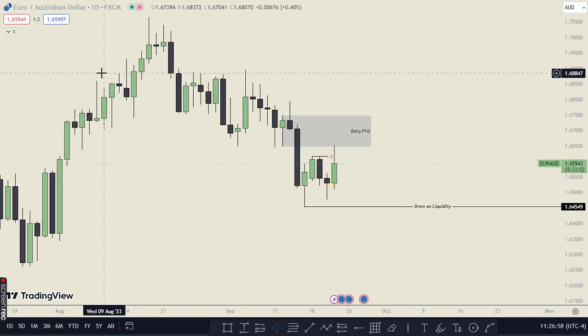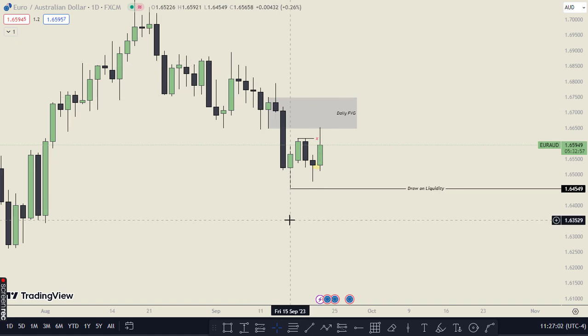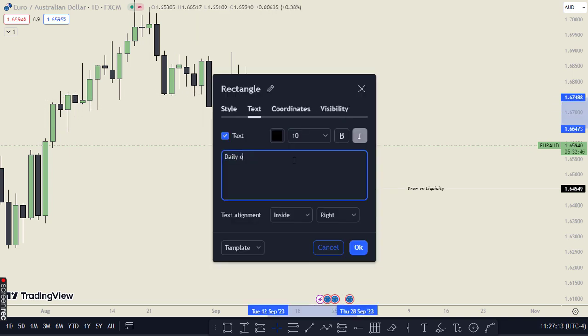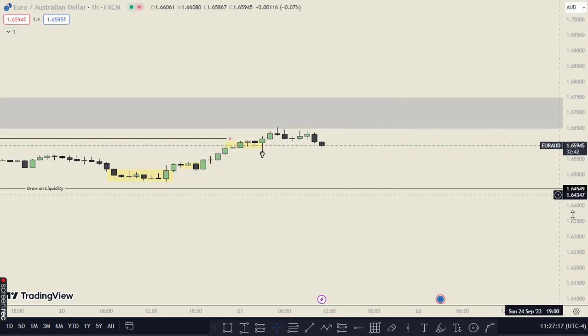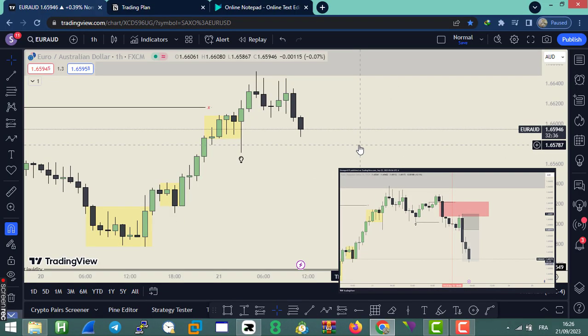This is euro against AUD. This is a clean chart. As you can see, a nice displacement to the downside. We hit the daily fair value gap, right? We hit also an order block. So this is supposed to be an order block. And now I'm waiting for an hourly market structure shift to confirm that buys, right? So this is a clean chart.